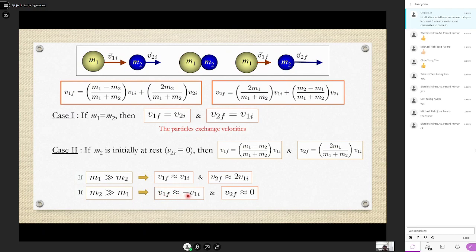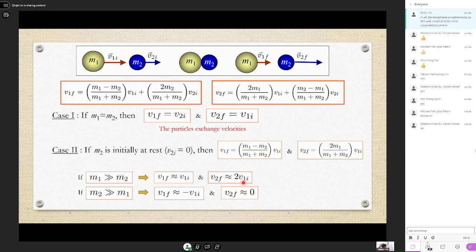Okay, this is what will happen. V1F will be roughly equal to minus V1I. What this says is that M1 will almost get reflected back. You see the minus, which makes sense, because M2 is so heavy it's like a wall already. The ball comes and bangs into this very heavy ball and just gets reflected. Then V2F is almost zero, because when something this light bangs into something heavy, it has almost no effect. So V2F will be nearly zero.